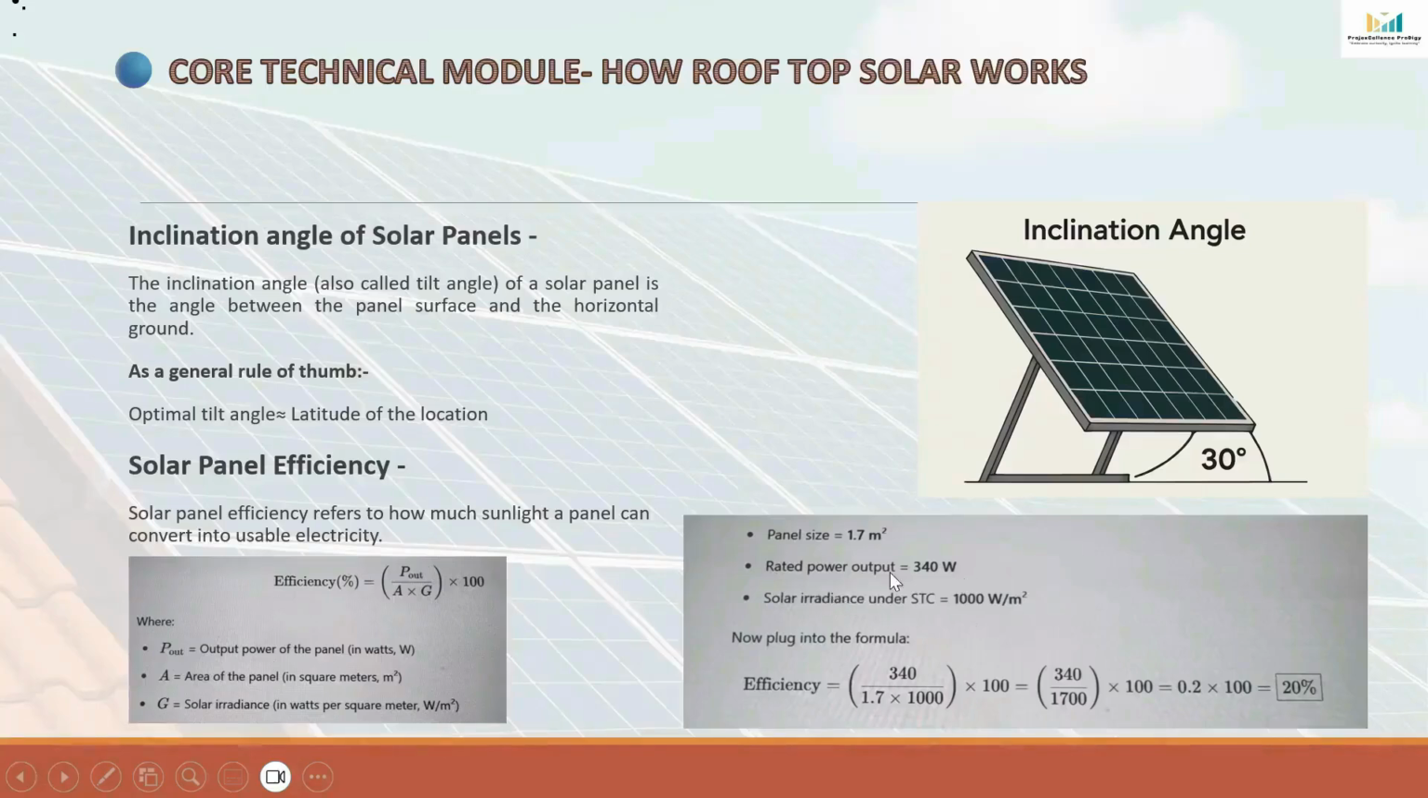Imagine we have a solar panel that produces 340 watts of power and has a surface area of 1.7 square meters, and it is tested under STC conditions, meaning 1000 watt per square meter sunlight. Now with this formula, the efficiency will be 340 divided by (1.7 times 1000), times 100. So it comes to 20%. This panel is 20% efficient, meaning it converts one-fifth of the sunlight it receives into electricity.